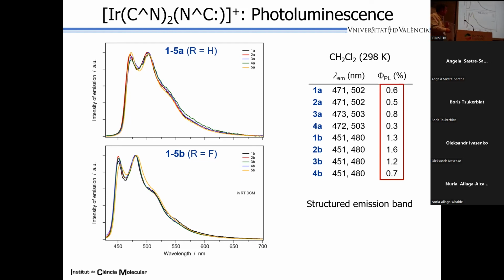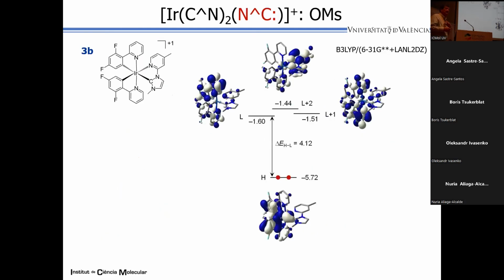And actually, when you put those complexes in LEGs, you have no light. I mean, in the device, you obtain no light at the end. What's the reason for that? Here, everything has changed, because now both the HOMO and also the LUMOs are localized mainly on the main ligands.